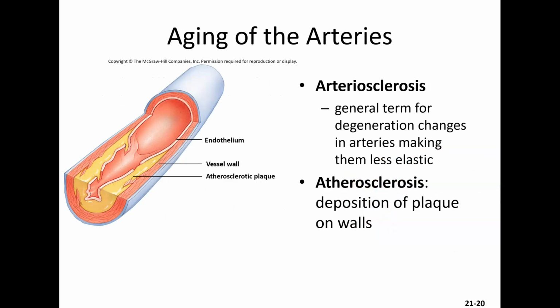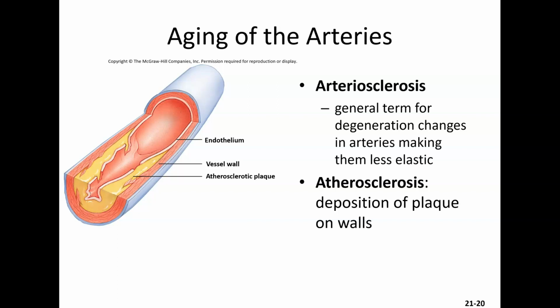Unfortunately, as we get older, our arteries just aren't as durable as they once were before. We have two conditions here. We have arteriosclerosis, and this is kind of what I like to call an umbrella term because more specific pathologies occur underneath this umbrella. So we can use arteriosclerosis as just a general term for any degeneration changes that are going to take place in an artery, making them less elastic, usually due to age.